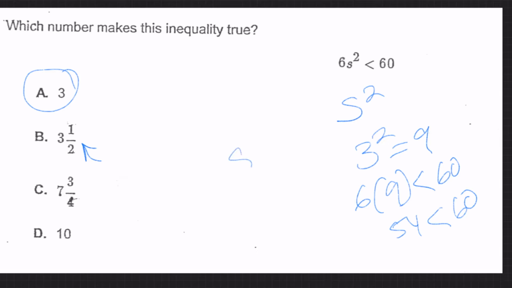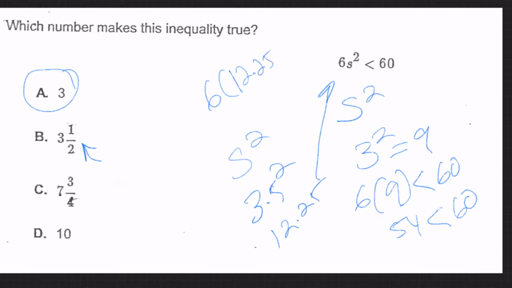We'll take S squared and we'll make S equal to 3.5. So let's do 3.5 squared. Well, what is 3.5? If we times 3.5 by itself, we get 12.25. So let's take that 12.25 and put it into this question here. 6 times 12.25, right? Is that less than 60? Well, 6 times 12.25, that's 73.5. Is that less than 60? It is not. That doesn't work.